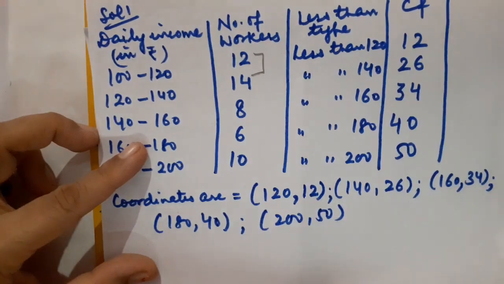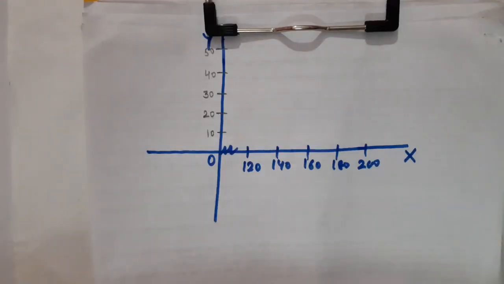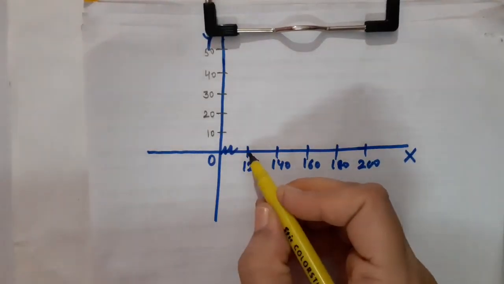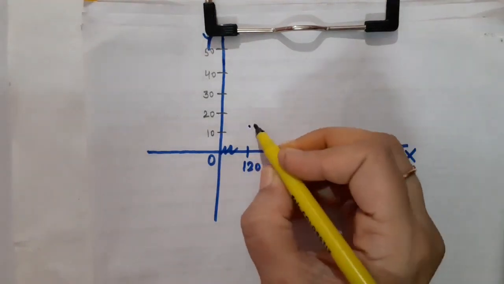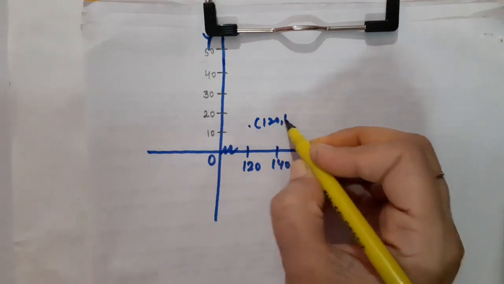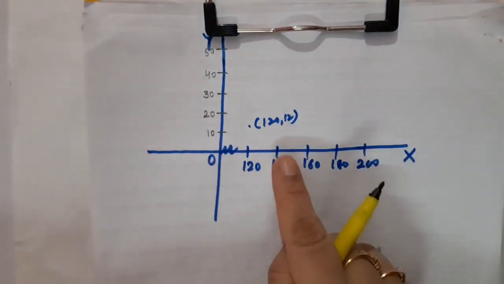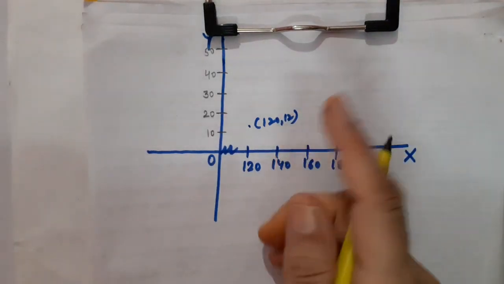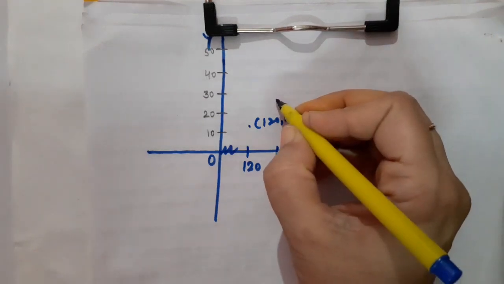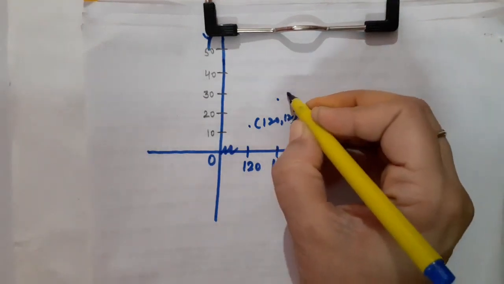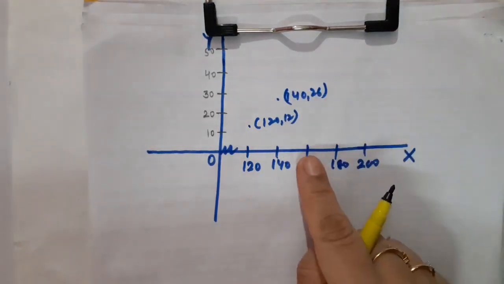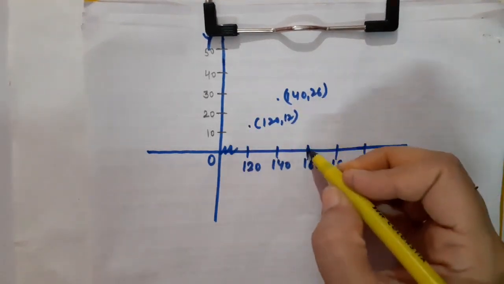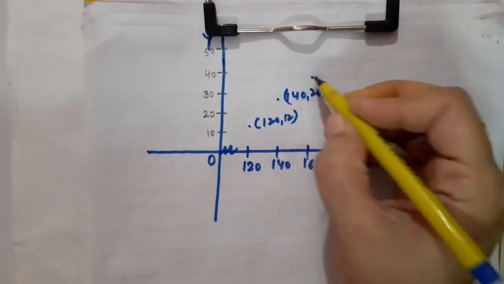Got it? So now let us plot these coordinates. With 120 I want 12. So let us consider it over here. You can even write also 120, 12. Then with 140 I want 26. So 26 will be approximately over here. This is 140, 26. Next one will be 160 with 34. So 34 will be approximately here.